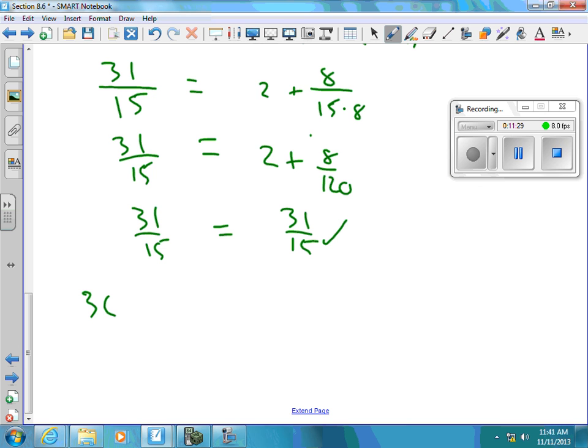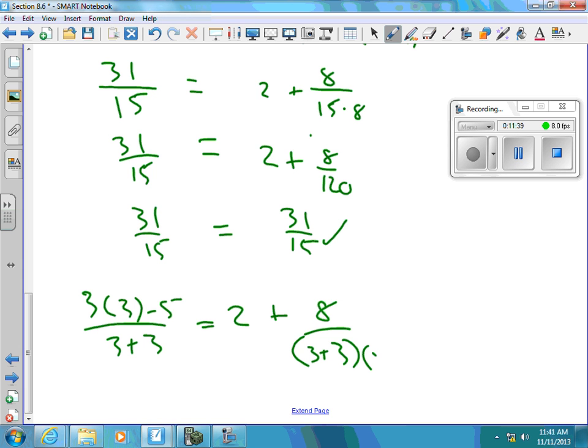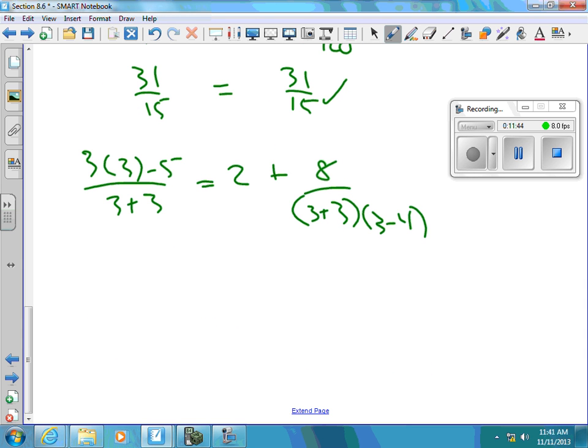3 times 3 minus 5 over 3 plus 3. Does that equal 3 plus 3 over 3 minus 4? We get 9 minus 5 over 6, which is 4 over 6, or 2/3. We can simplify this side to 2/3.